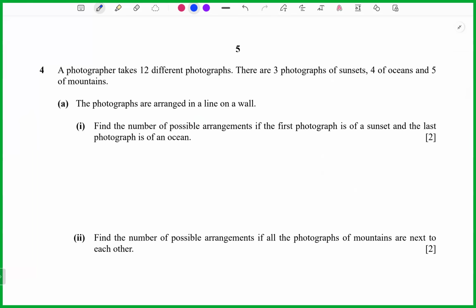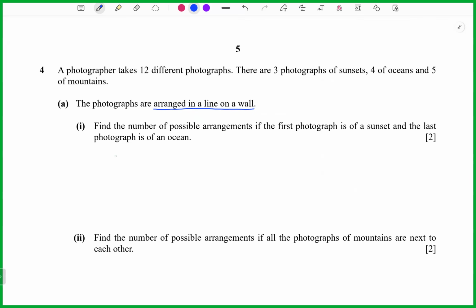The photographs are arranged in a line on a wall. You see the keywords "arranged in a line on the wall". It means you need to consider permutations. So let's see part 1. Find the number of possible arrangements if the first photograph is of a sunset and the last photograph is of an ocean.